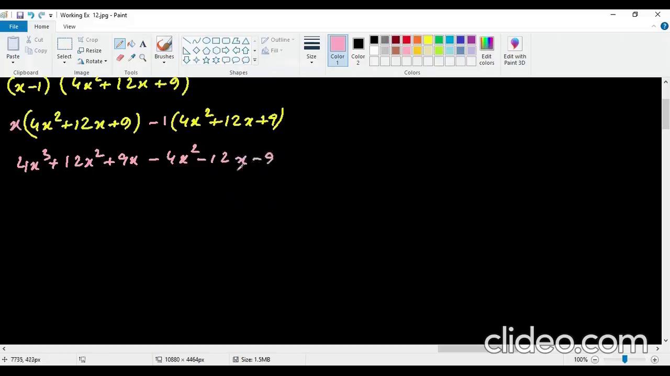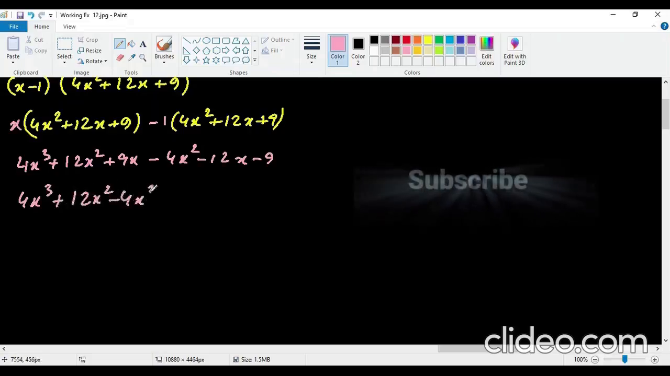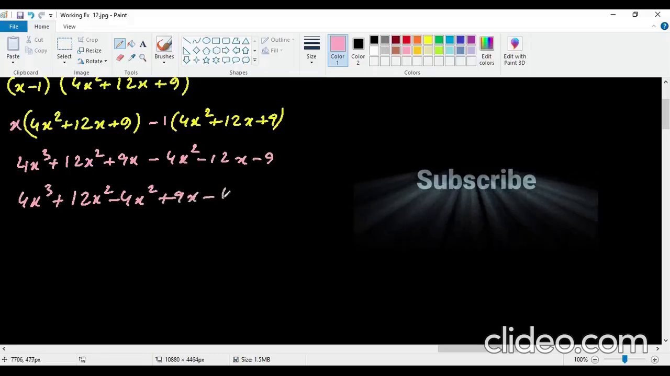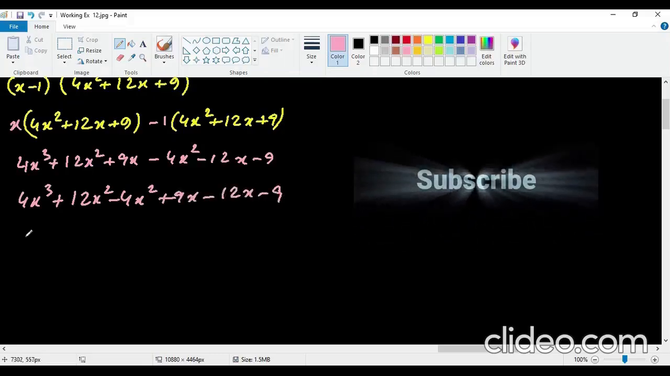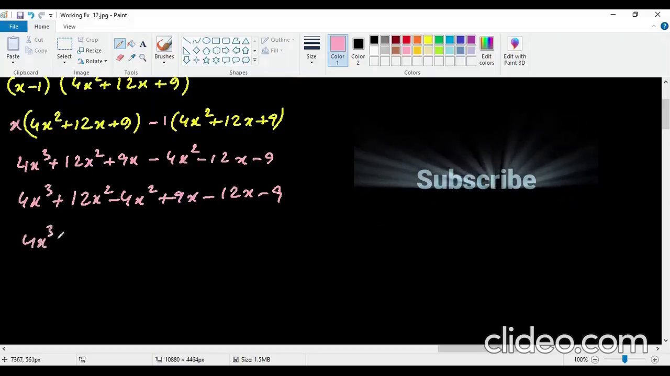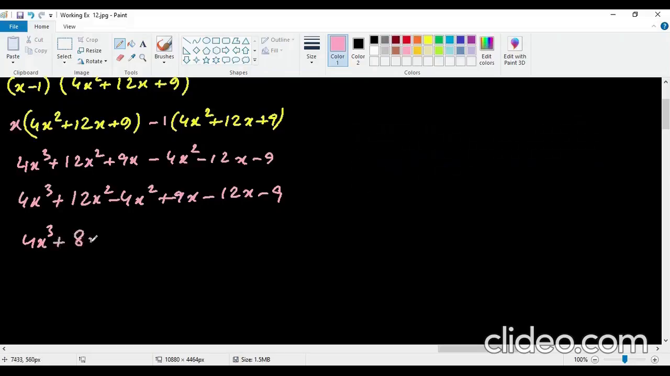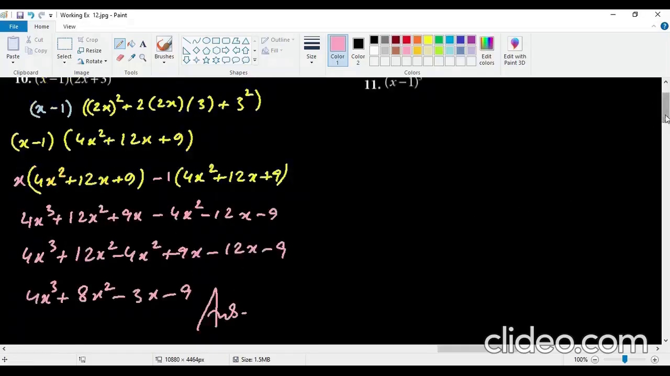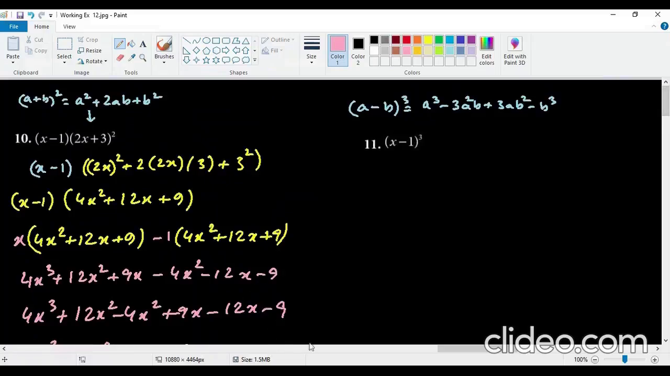Minus 12x minus 9. Now we put the like terms together, plus 12x square minus 4x square plus 9x minus 12x minus 9. So 4x cube, and this is going to give me 8x square and minus 3x minus 9. And this is going to be the final answer for this question. Moving on to question number 11.